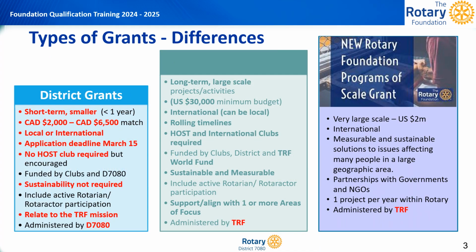There is another type of grant called Scale Grant, which is intended to increase Rotary's impact by providing measurable and sustainable solutions to issues affecting many people in a large geographical area. Every year, the Rotary Foundation awards $2 million US to a large-scale, high-impact program that aligns with one or more of Rotary's areas of focus. For example, eradication of malaria in a country. This grant provides long-term resources that will support project activities for 3 to 5 years.